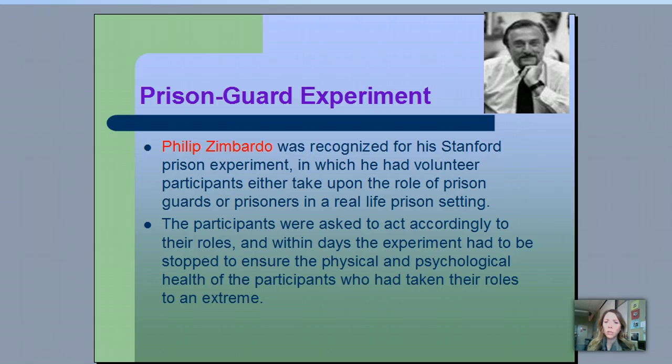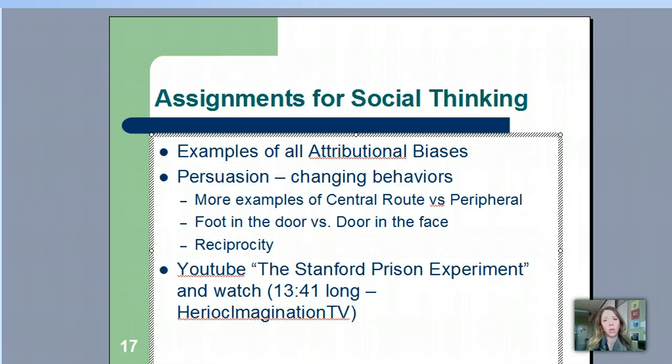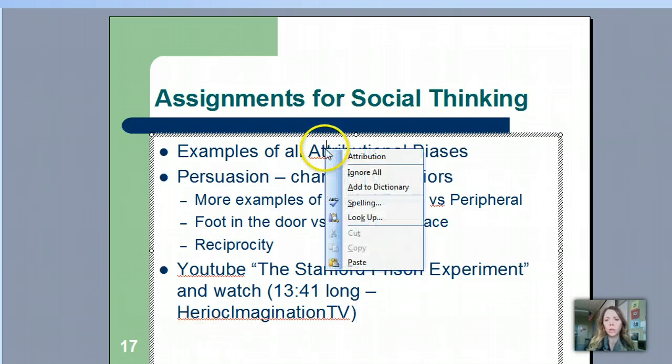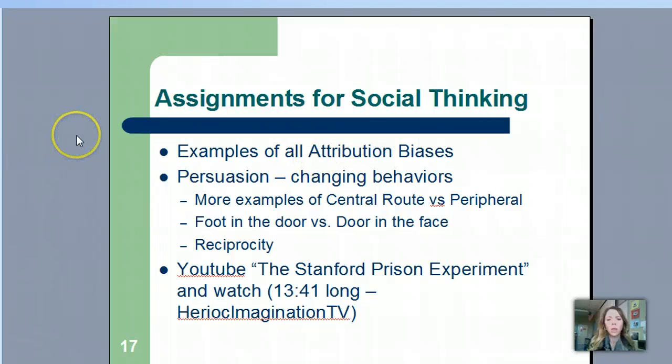Okay, so I gave you a list of things to do throughout your lecture. I'm going to type up a slide here really quick that goes back over that, but that would be the end of social thinking. Your next notes will be on social influence, and I will do the same thing for those notes. Okay, so here is your assignment for social thinking to review. You need to come up with additional examples of all the attribution biases. For persuasion or advertisements, you need to come up with more examples of the central route versus the peripheral route, foot in the door, door in the face, and reciprocity.